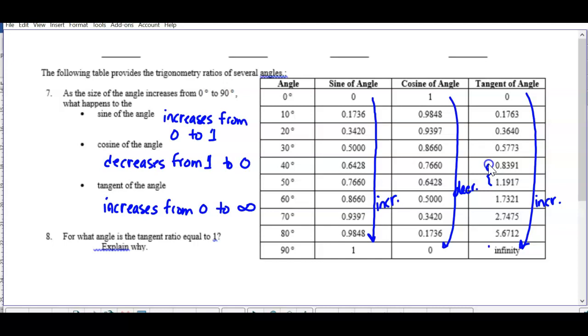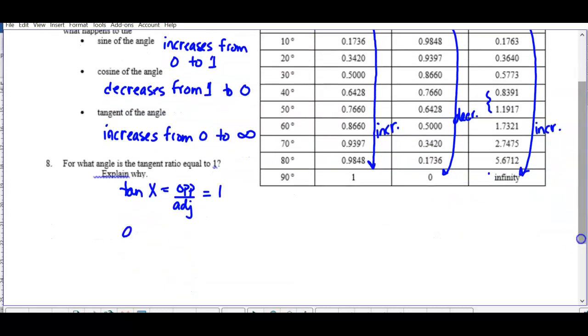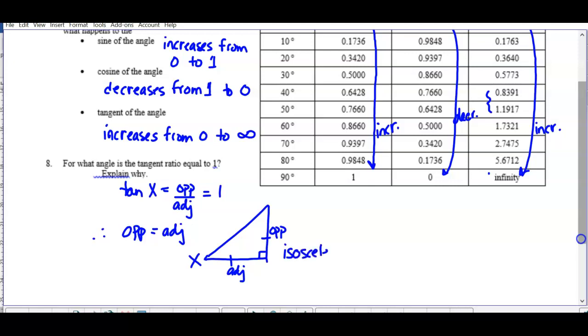Let's think about it. A tangent ratio, so tan of an angle, let's call it x, is, remember, opposite over adjacent. So how do we get this to be equal to 1? That means the opposite has to equal the adjacent, right? So what does that look like? If we have a right triangle, here's your x, so our opposite and adjacent have to be equal. Well, if we have two sides equal like that, and it's a 90-degree triangle, then it's an isosceles triangle.